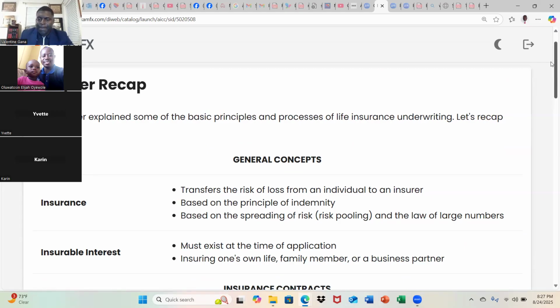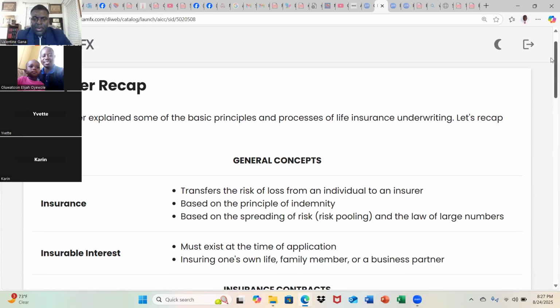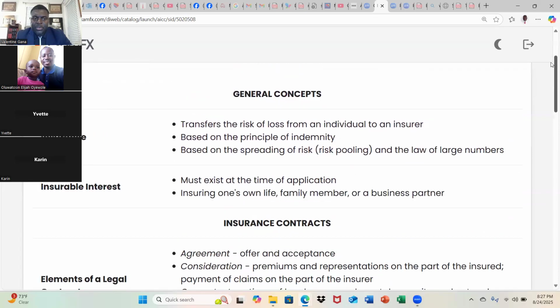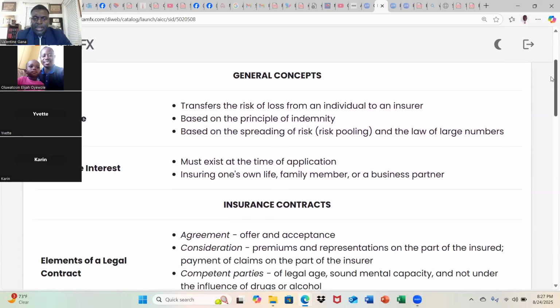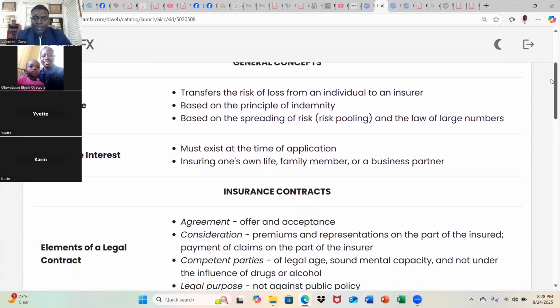So if you hear them use the term indemnity, indemnity just means to protect. It's based again on the law of large numbers, which just means protecting or spreading risk by having a lot of people pool their risk together.